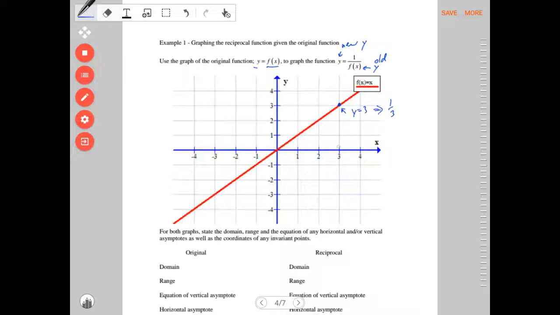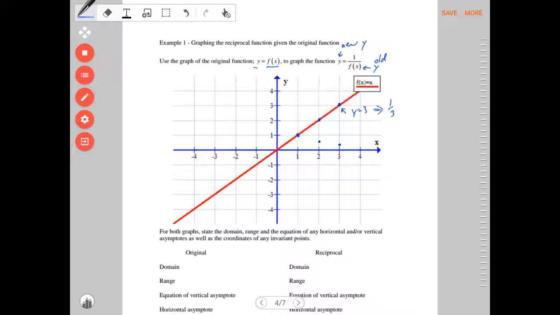Well, 1 over 3 is probably about there somewhere, 0.33 repeating. Here the y-coordinate is 2, so 1 divided by 2 is 1/2. That's kind of right there. The y-coordinate right here is 1. We said the reciprocal of 1 is 1, so when I have my y value of 1, 1 divided by 1 is just 1.